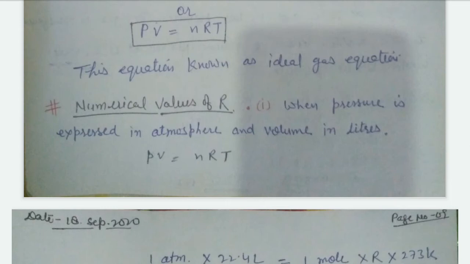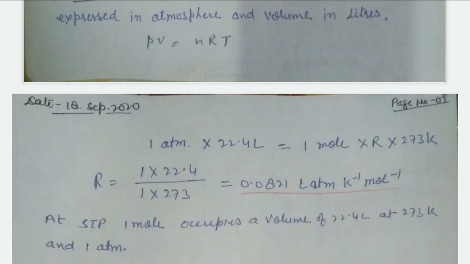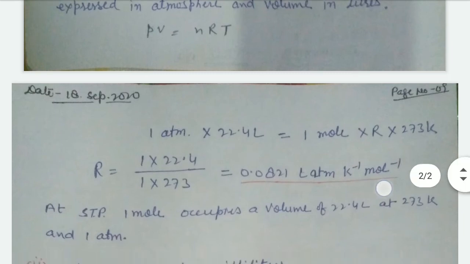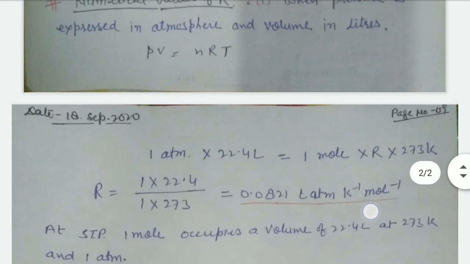First is when pressure is expressed in atmosphere and volume in liter. At STP, 1 mole is equal to 22.4 liter. At STP, volume is 22.4 liter, pressure is 1 atmosphere, temperature is 273 Kelvin. Therefore, we put this value in the ideal gas equation, PV equals nRT. Right? Then R equals PV upon nT.